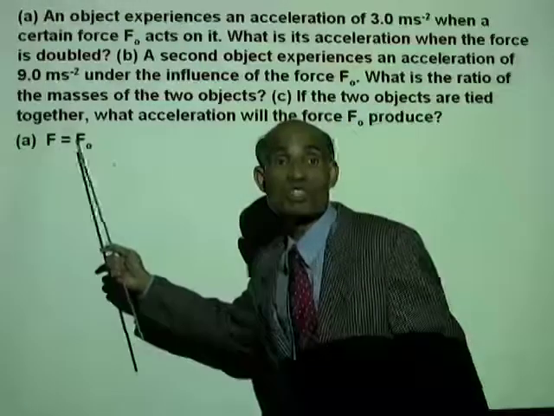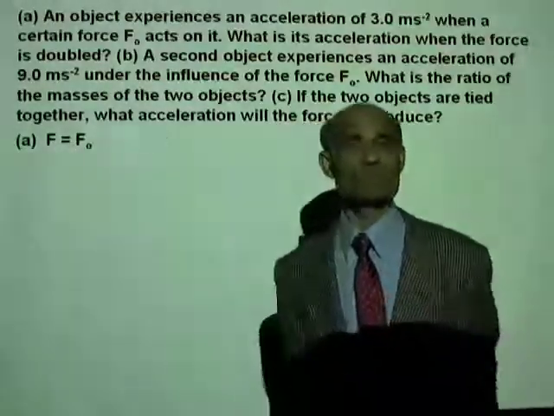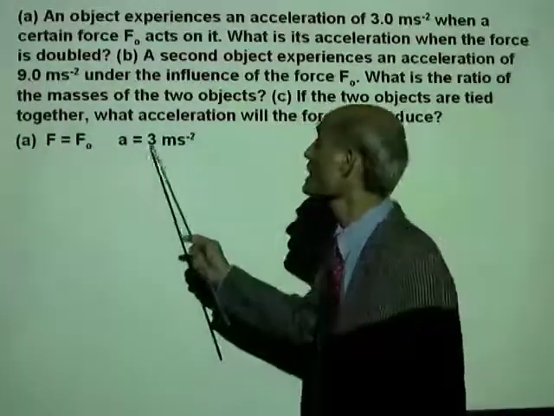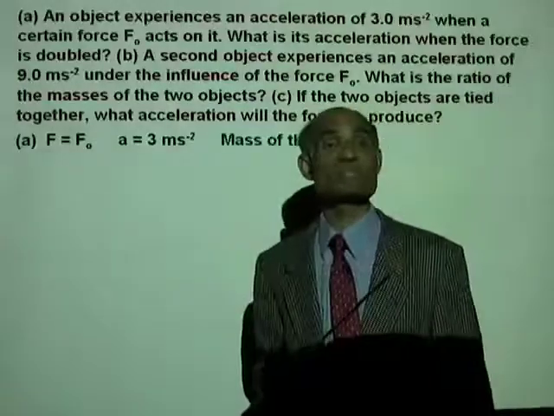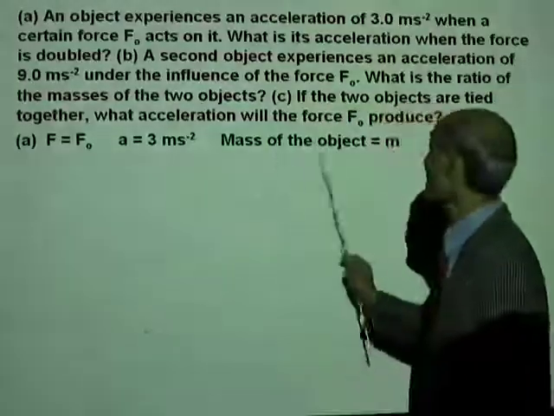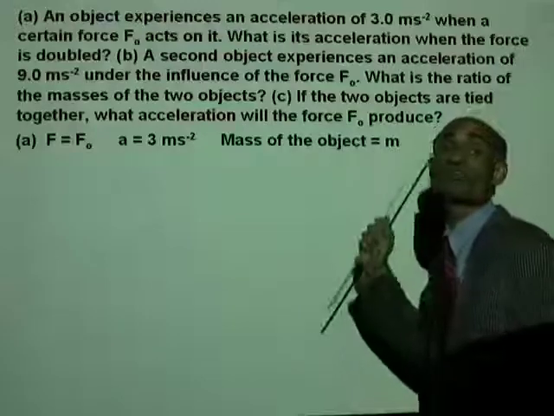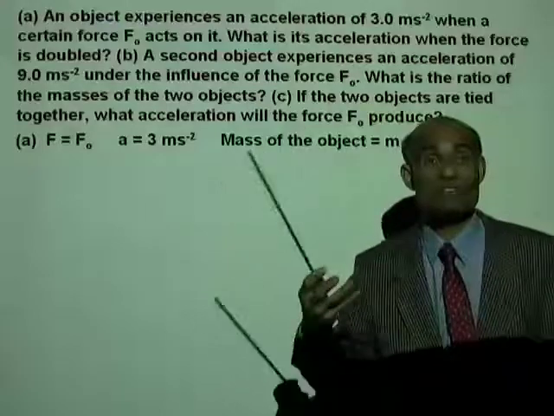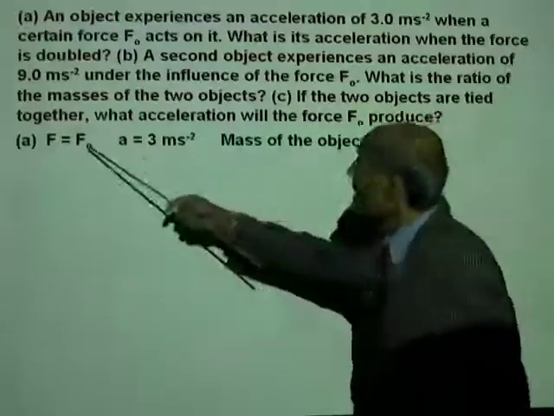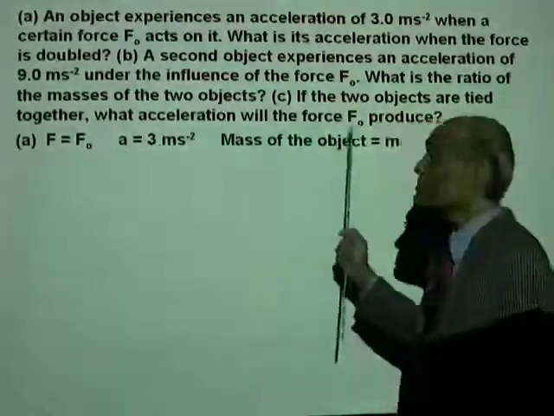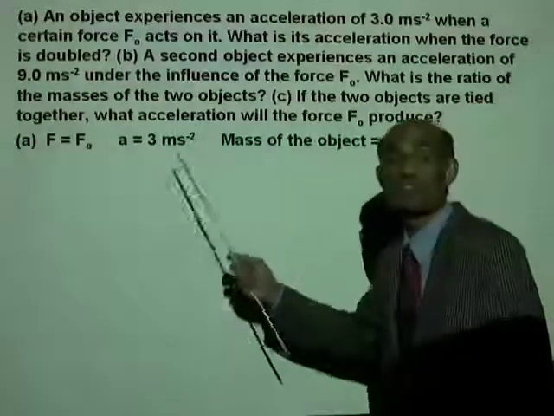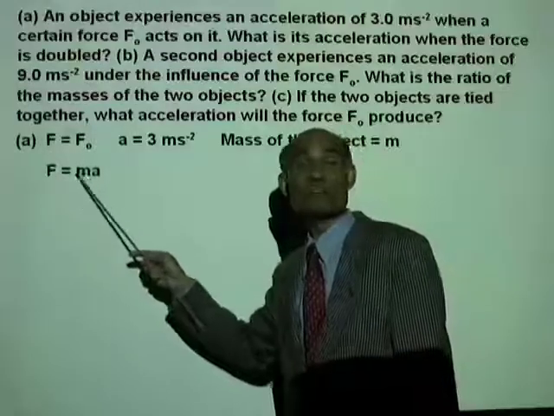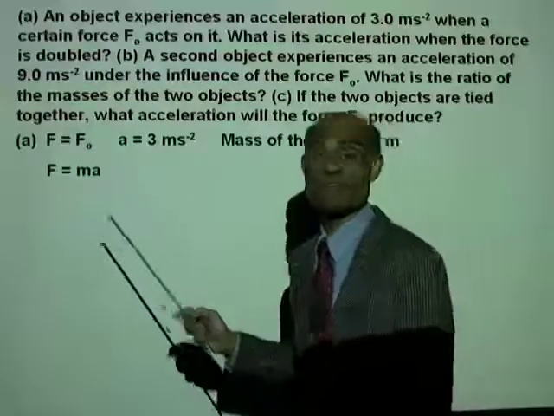The applied force is given to be F0. The acceleration that it causes on a mass is a equal to 3 meters per second squared. Mass of the object we don't know, we call it m. Well, therefore we can now write one equation right away. F0 equal to ma. F0 equal to 3m. Is that right? The net force equal to mass times acceleration.